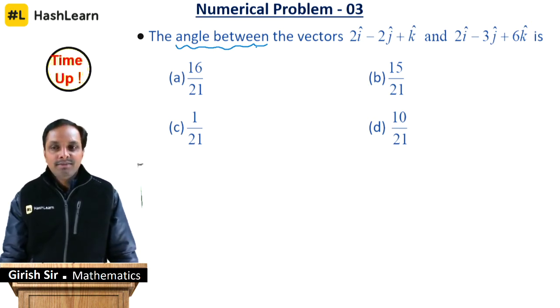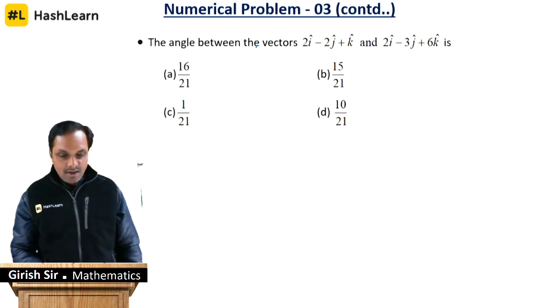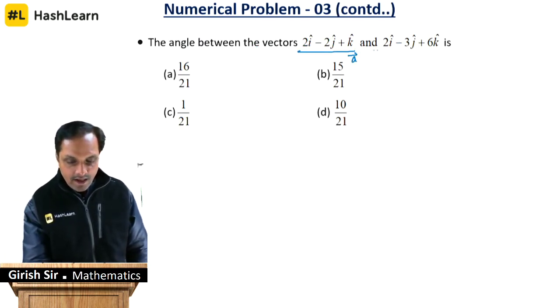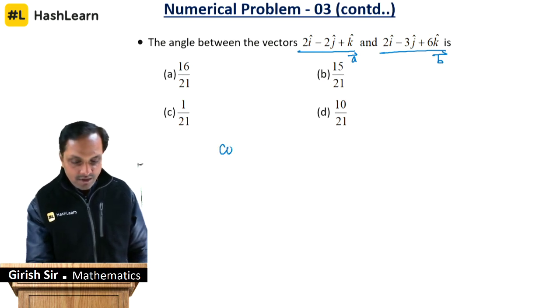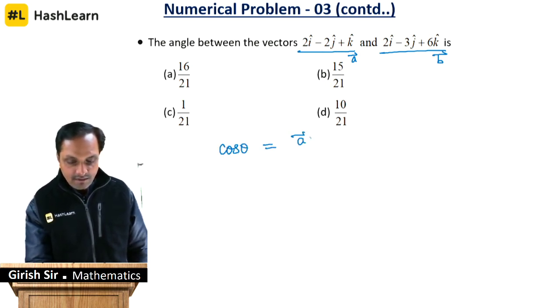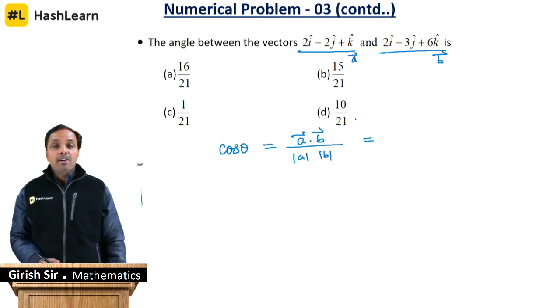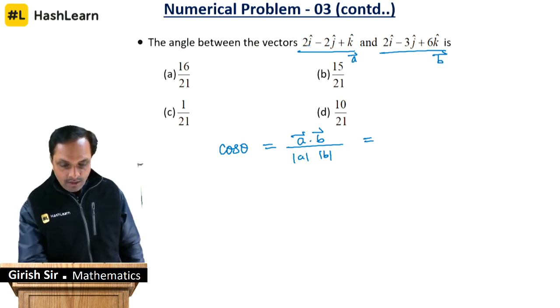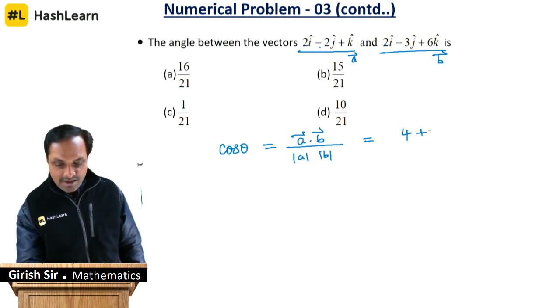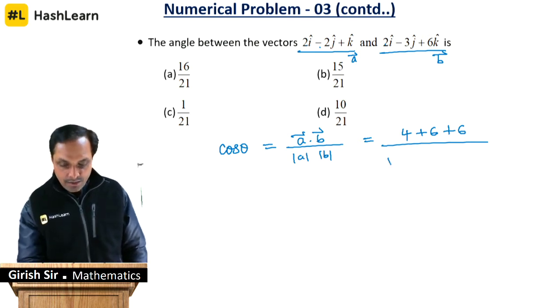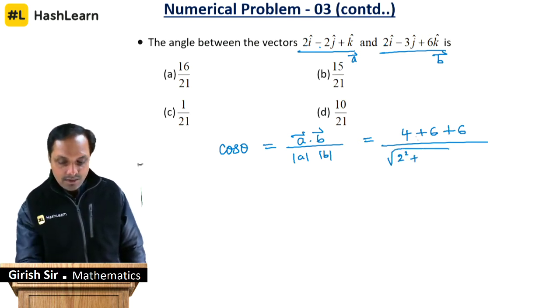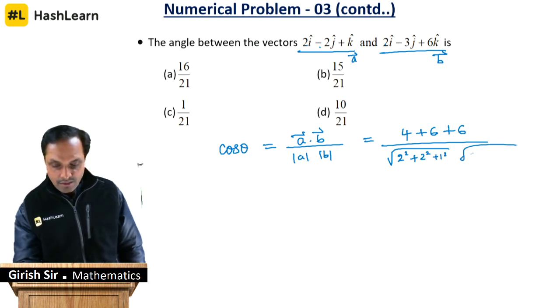Your time is up. And let's see how to do this. If you treat this as the first vector A and this as the second vector B, you know cos theta, the cosine of the angle, is given by A dot B by magnitude of A and magnitude of B. When you do A dot B, you need to multiply i with i term. Here 2 into 2 is 4, j with j, minus 2 times minus 3 is plus 6, k with k also will give you plus 6, divided by under root 2 square plus 2 square plus 1 square, under root 2 square plus 3 square plus 6 square.